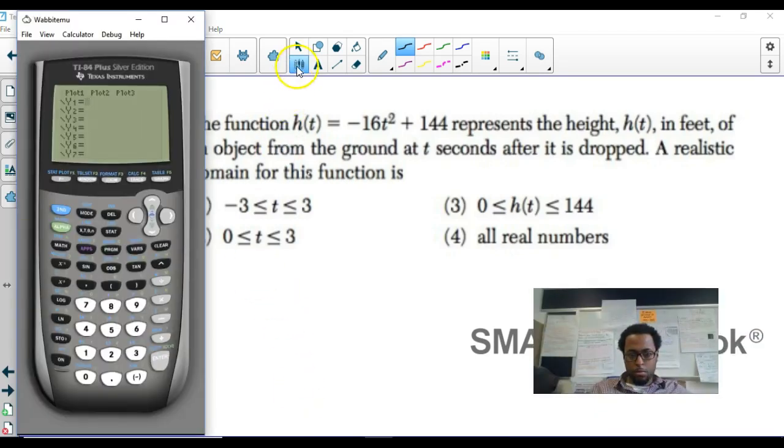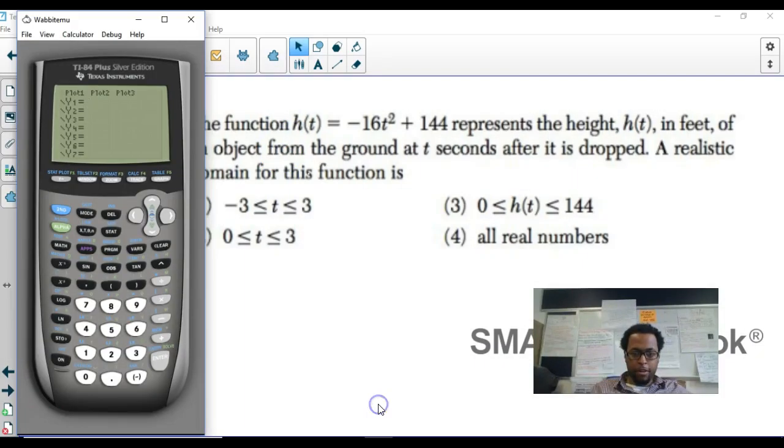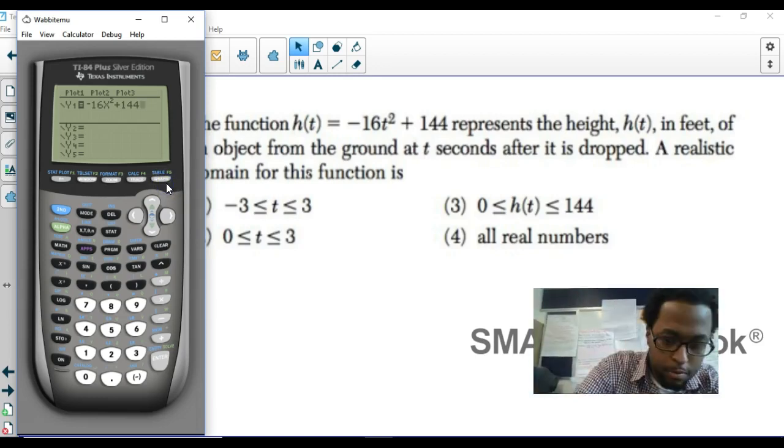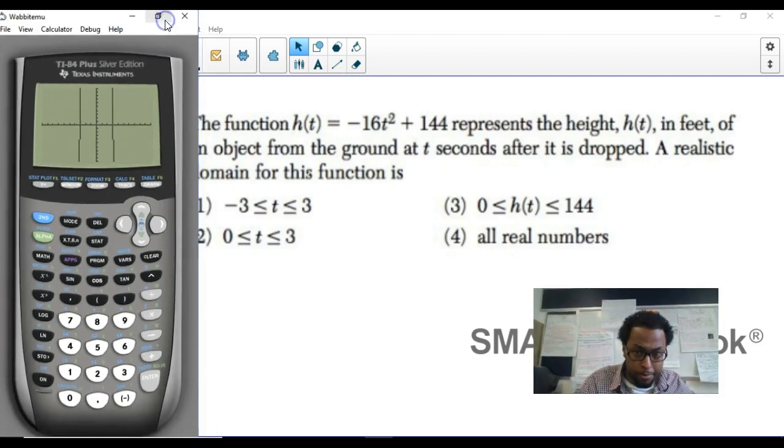So I can look at the question, put the domain function in me. So I can put negative 16, instead of t, I'm going to put x squared, right, plus 144. Look at the graph. There you go. And this is my function. See if I can make it a little bit bigger.